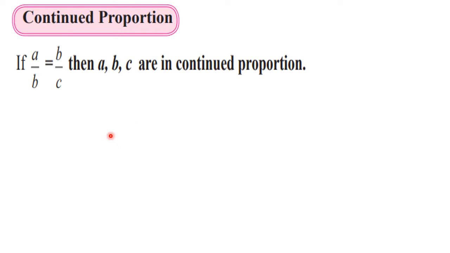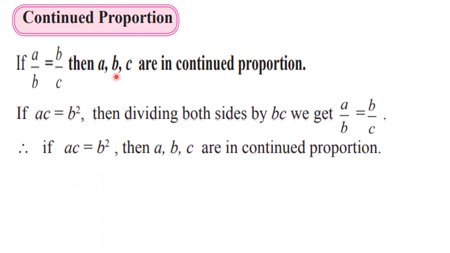Now here, since we are thinking about three numbers, in case of these three numbers, this B is called the mean proportional or geometric mean of A and C. Also, if we cross multiply, we get B square is equal to AC, or AC is equal to B square. So these two statements, A upon B is equal to B upon C, or AC is equal to B square, have the same meaning. It means that A, B, C are in continued proportion. So these two statements are equivalent statements.